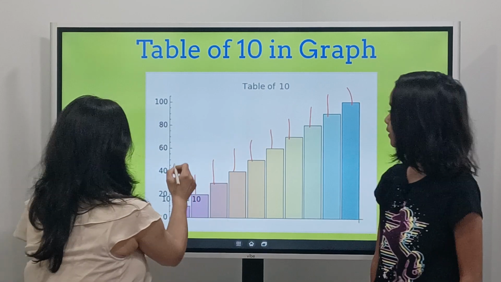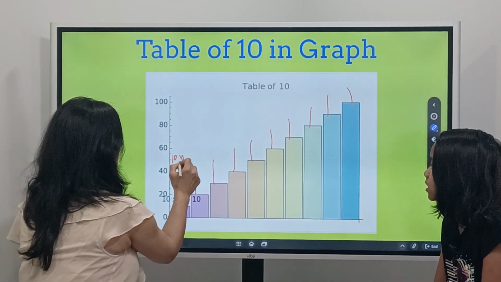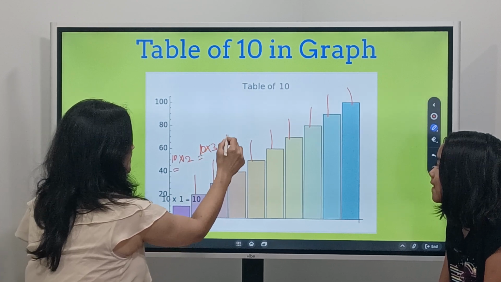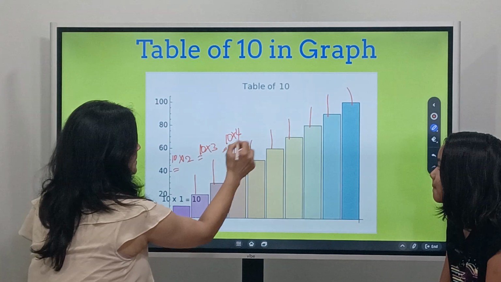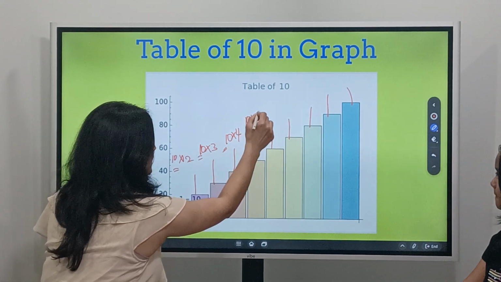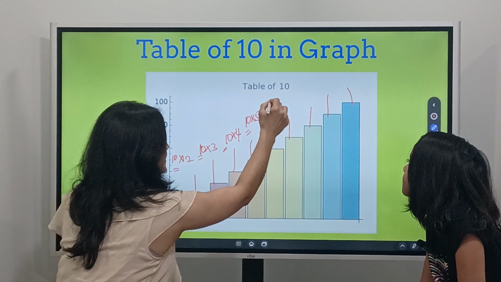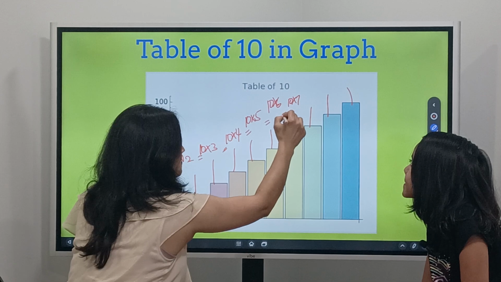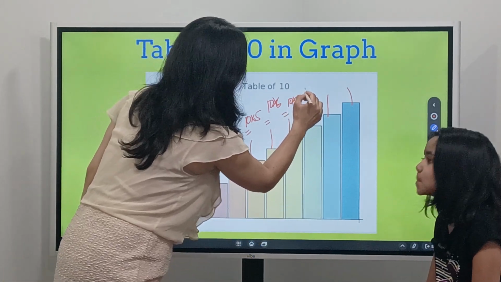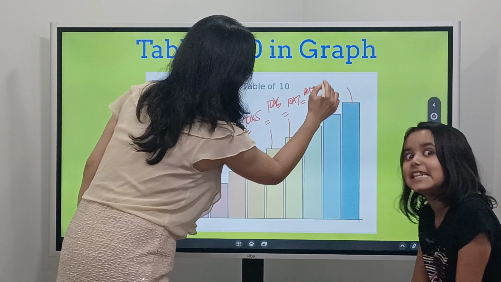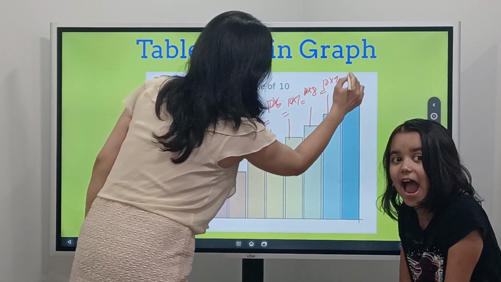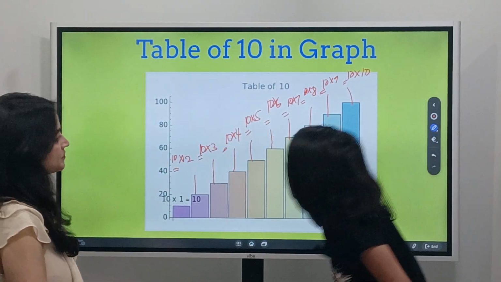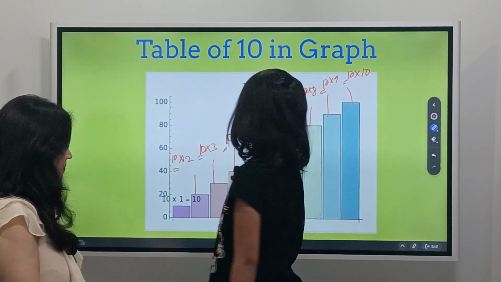So you're going to write down the equation. 10 twos are, 10 threes are, 10 fours are, 10 fives are, 10 sixes are, 10 sevens are, 10 eights are, 10 nines are, 10 tens are. Okay, finally. Okay, go ahead.